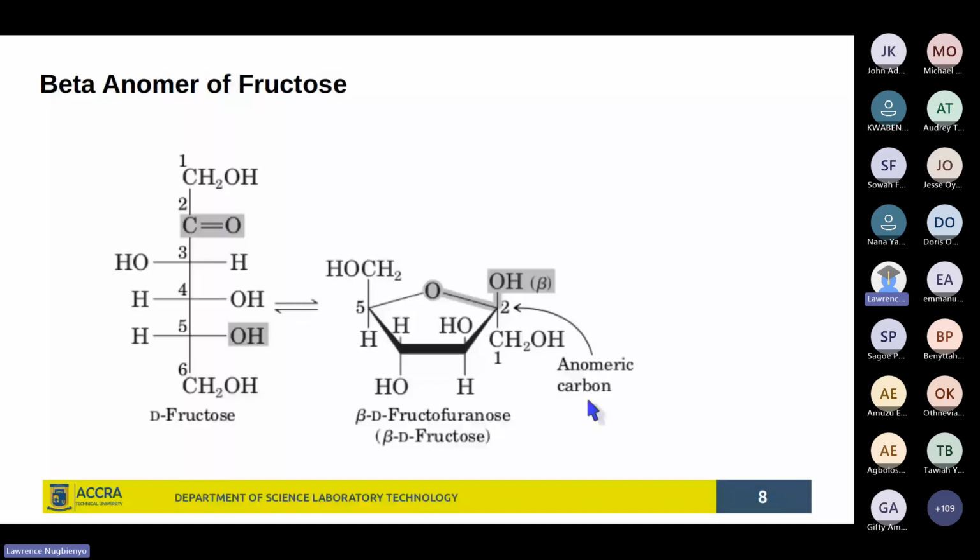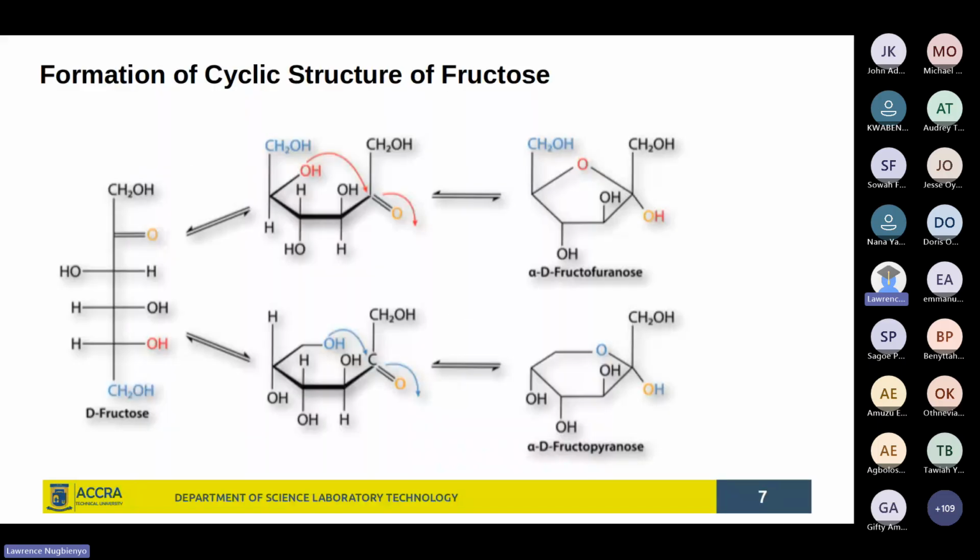Nana Beni Kwanzaa says, please, what's the difference between the fructofuranose and the fructopyranose? It's clear there that the fructofuranose is a 5-sided ring, on which other groups are bonded, but the fructopyranose is a 6-sided ring. It's a clear difference between the two that you can see.